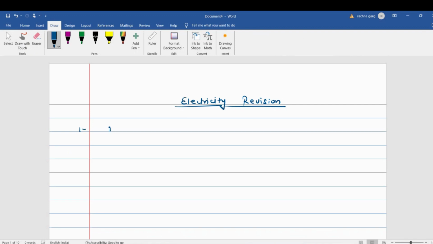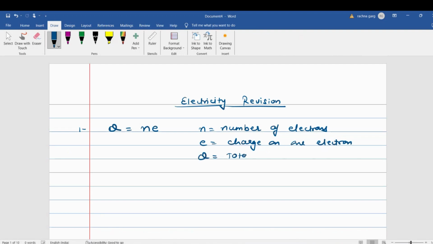First formula is Q is equal to Ne. The total charge flowing, that is number of electrons into charge on one electron. N here is the number of electrons, e is the charge on one electron, and Q is total charge.